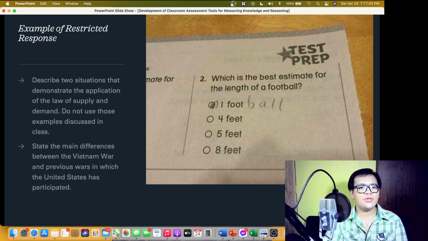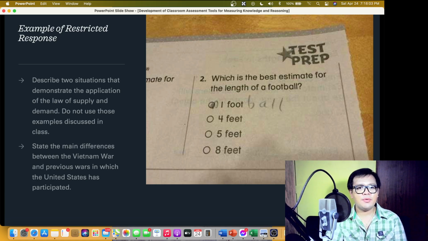So, examples of restricted response. First, describe two situations that demonstrate the application of the law of supply and demand. Do not use those examples discussed in class. And state the main difference between the Vietnam War and the previous war in which the United States has participated.